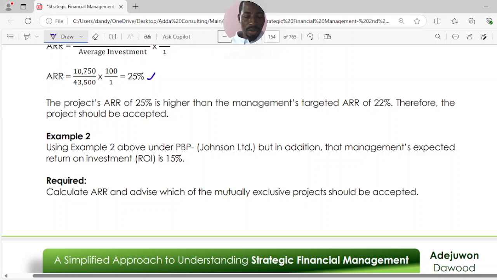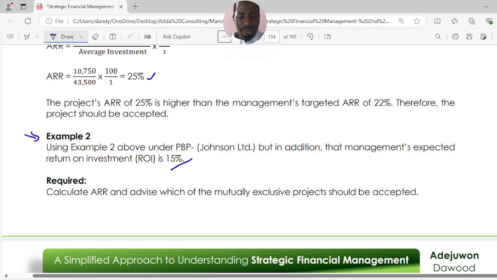Okay, so let's have one more example for accounting rate of return before we move to the next one. All right, so let's use this example 2. And this example 2 is a question under payback period. Okay, Johnson Limited. In addition, management's expected return on investment is 15%. So examiner has given to us the management targeted ARR of 15%. So our calculated ARR should be benchmarked with this 15%. So let's see what will happen.